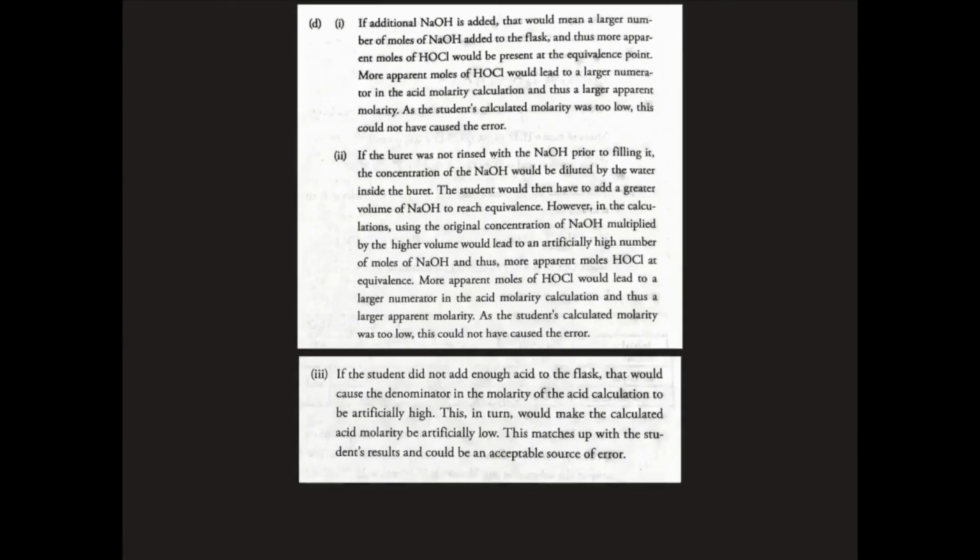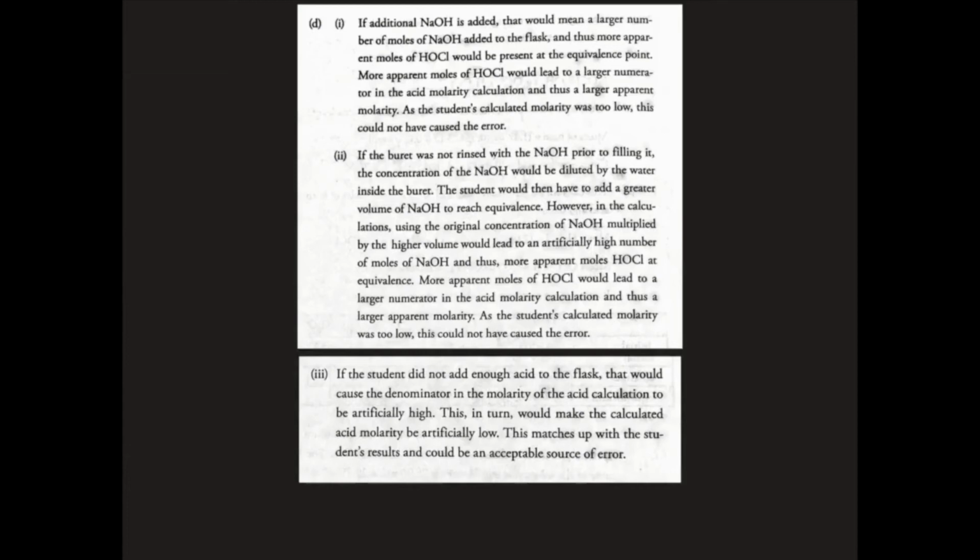For D, it says the actual concentration is 2.25. So I underestimated the concentration of HOCl. Discuss whether or not each of the following errors could have caused the error in the results. So the student added additional NaOH past the equivalence point. So they added too much NaOH.